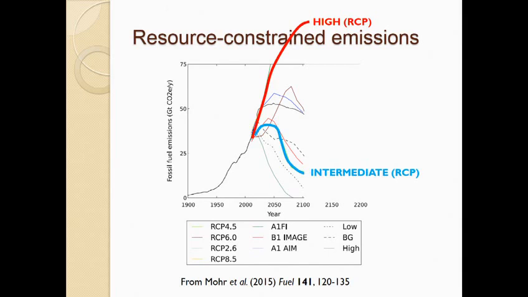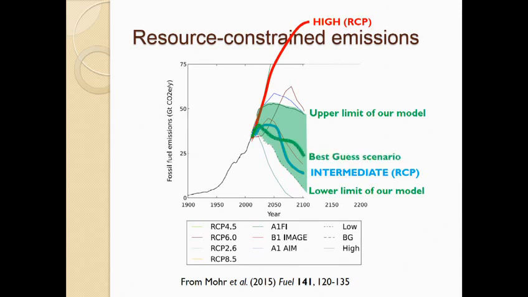Now, our models cover this range. So the upper limit of our model, bearing in mind that is the model that includes all of the methane hydrates and all that sort of stuff, gets us to that area. And then the lower model, which basically doesn't include methane hydrates, it includes more of a conventional mix, gets us down there. And if we follow the best guess scenario, it gets us somewhere in the middle. Okay?